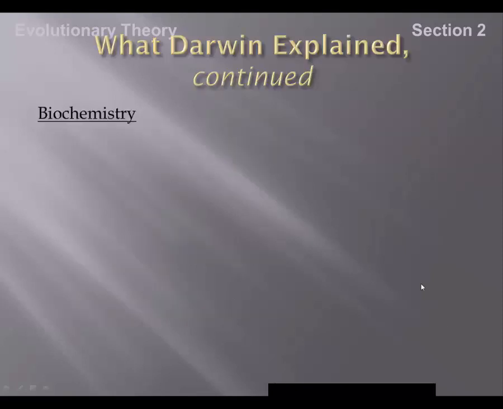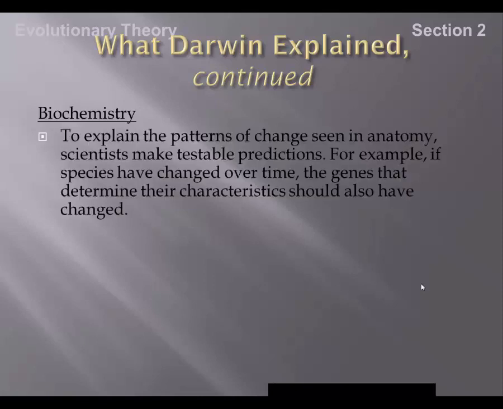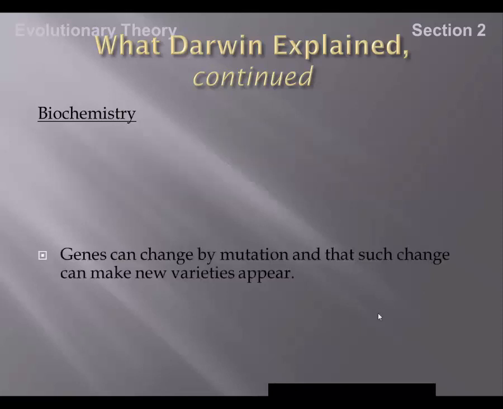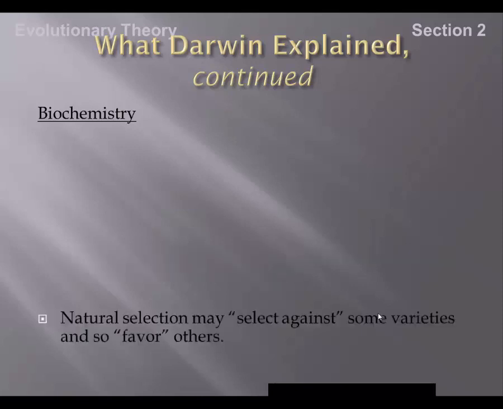Biochemistry is also used to support Darwin's theory. So to explain the patterns of change seen in anatomy, scientists make testable predictions. For example, if species have changed over time, the genes that determine their characteristics should have also changed. Genes can change by mutation, and such change can make new variations appear. Natural selection may select against some varieties and favor others.